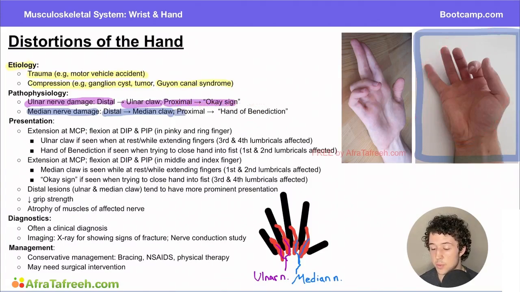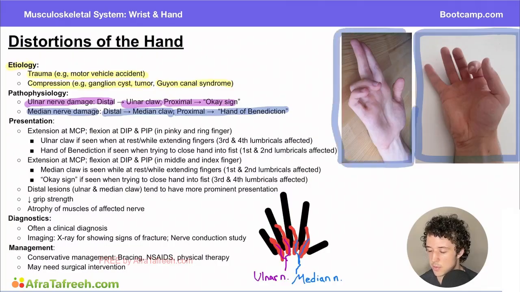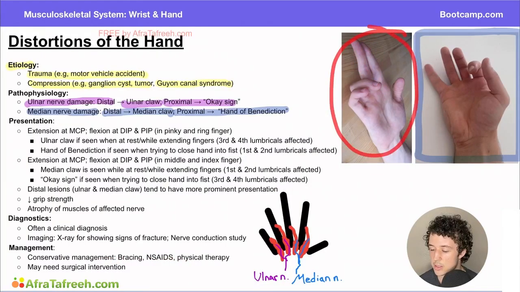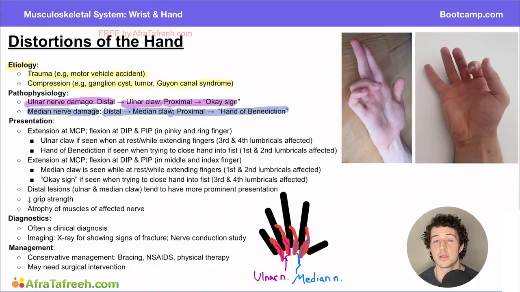If instead there's a proximal median nerve injury, when we open the patient's hand and we say, make a fist for me, they will be unable to flex these two lumbricals, and therefore their hand will present like this, giving us a hand of benediction. Okay, if that was confusing, no worries. Let's go into each of the presentations and their context to understand this pathology well.